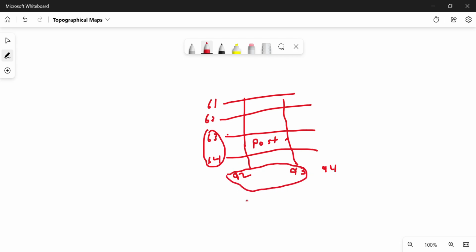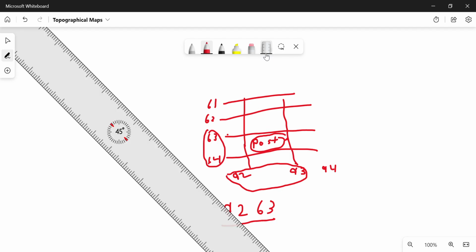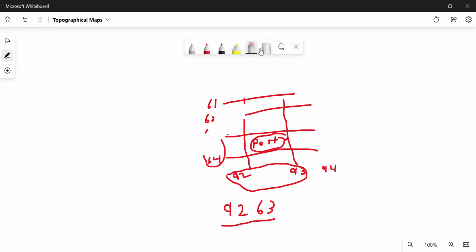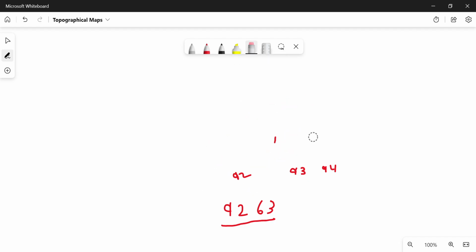So the eastings first we'll see. The easting, which is the smaller one, is 92. That's why we are going to be writing 92, and the smaller northing over here is 63. So 9263 is where the post office is located. Like this. I'm going to be giving you another example.